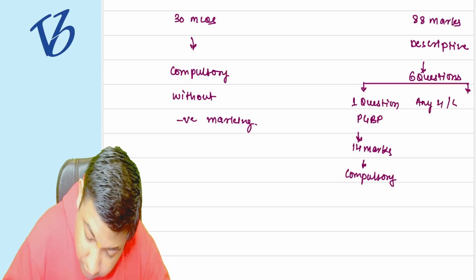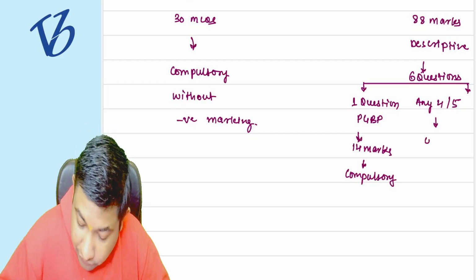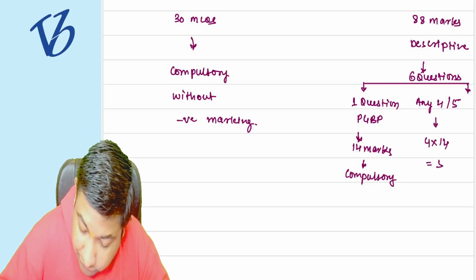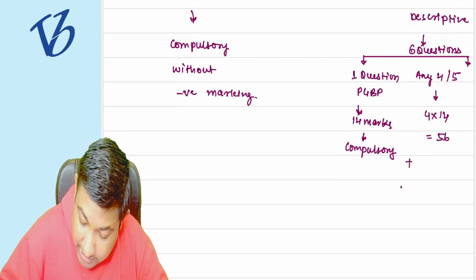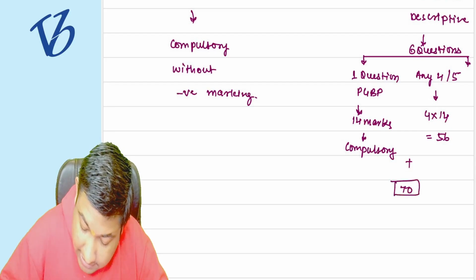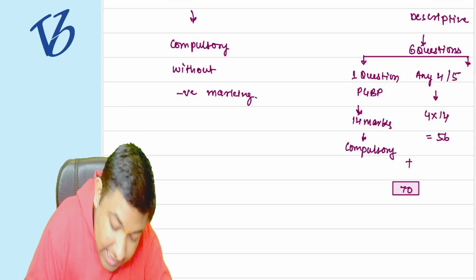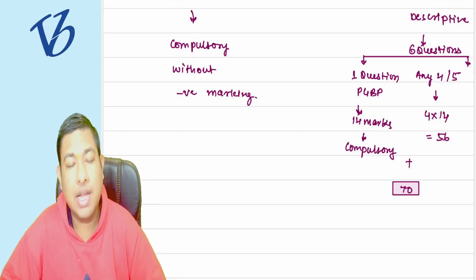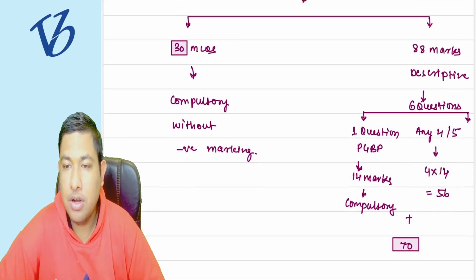Any 4 out of 5. So every question will be of 14 marks. So 4 multiplied by 14 will come to 56 marks. This plus 14 marks, you will get 70 marks of the descriptive part that you have to attempt, and 30 marks of the MCQs. Like this, you are going to attempt 100 marks of your paper.